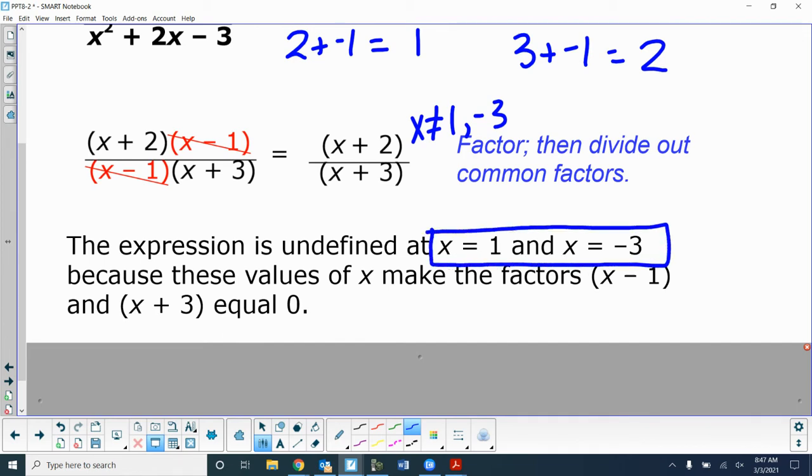So again, I just put x cannot equal and then what they are. And it's the original one. It's not after you've simplified it. It's over here before you cancel. Okay? So a lot of times there's more than one number that makes it undefined, because that gives us 0 in the denominator. Any questions on that example?